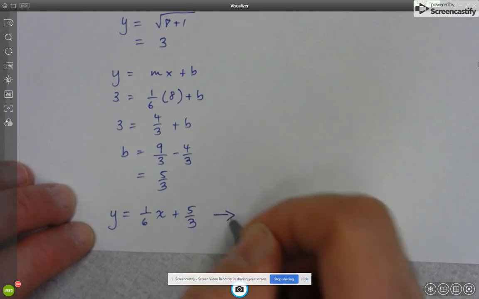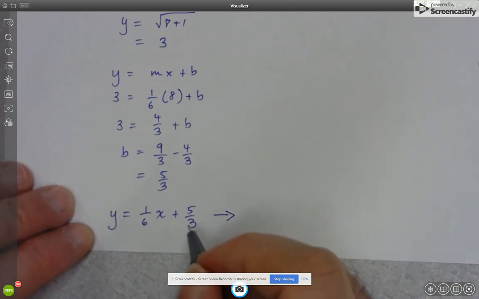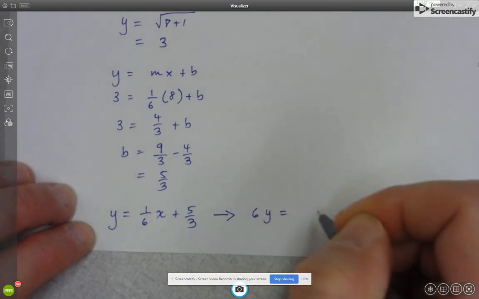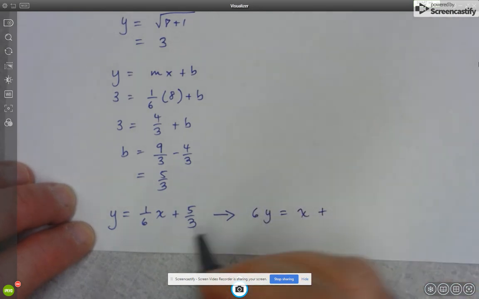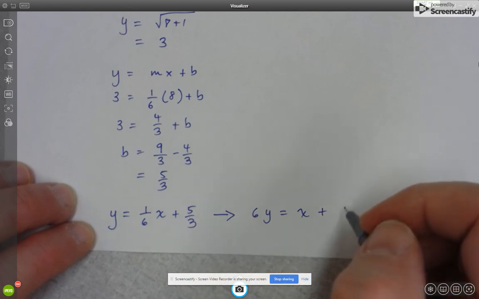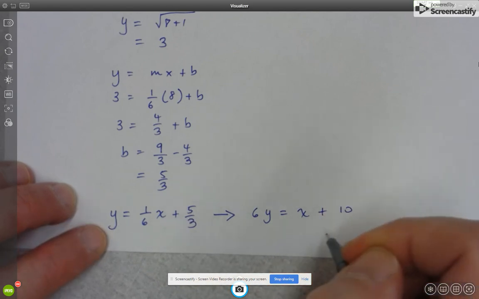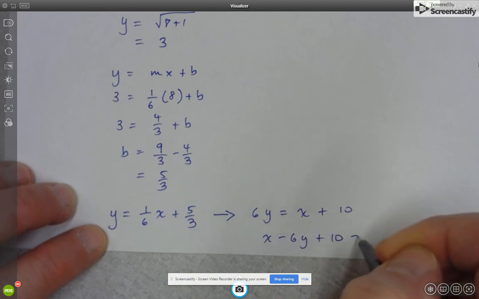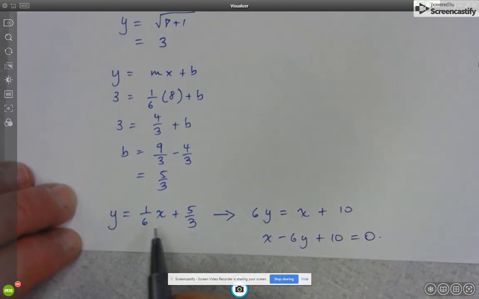If I wanted to change it to standard form, I could just multiply everything by 6. So we end up with 6y equals x plus 6 over 3 is 2. So 2 times 5 is 10. And then we just have x minus 6y plus 10 equals 0. Although I'm perfectly happy to have it in slope-intercept form.